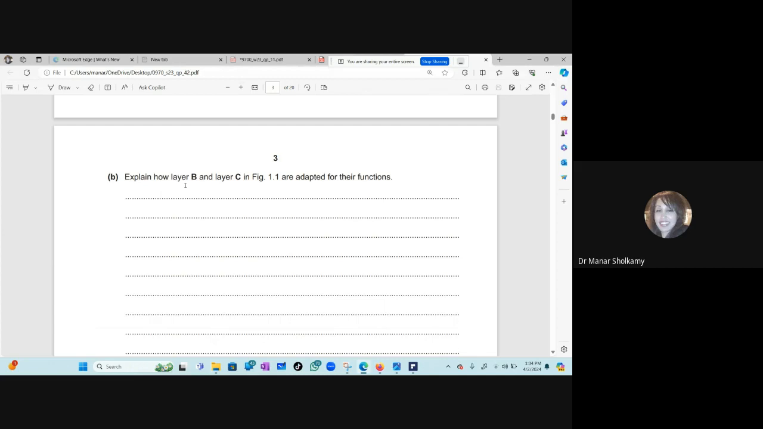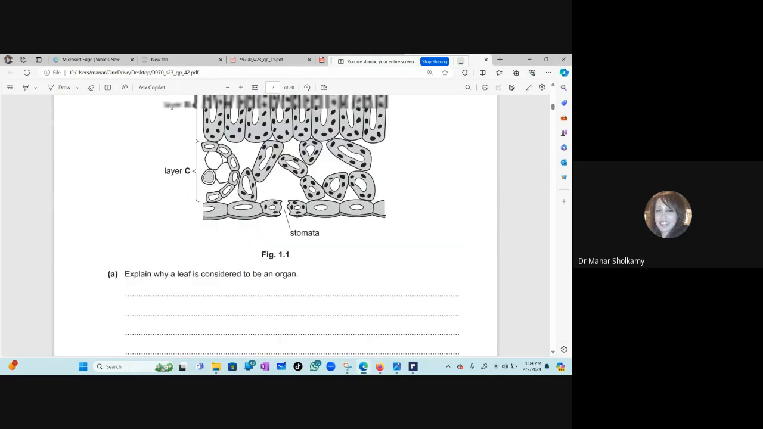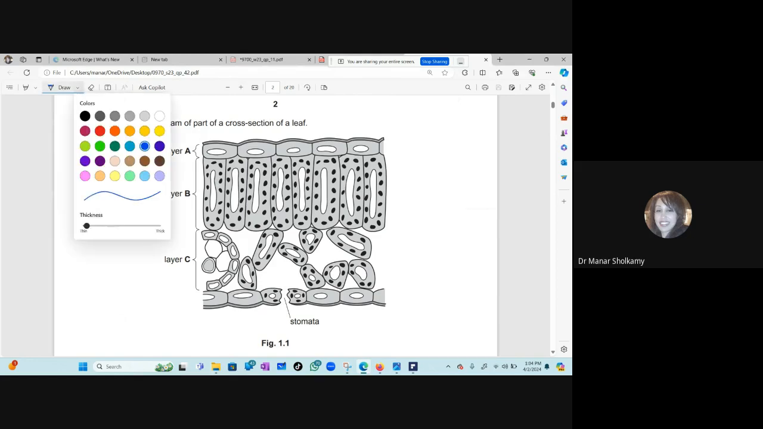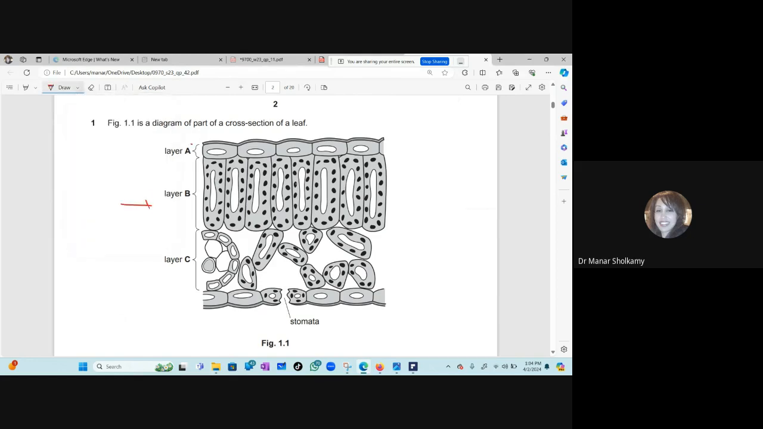Explain how layer B and layer C in figure 1.1 are adapted for their functions. Now let's go to layer B and layer C. We will talk about the palisade mesophyll and how it is adapted and the spongy mesophyll and how it is adapted. We have a lot of things to say. This question is out of 6 marks. What will you say about the palisade mesophyll? Many chloroplasts. Yes. Now this is a core question, a core question that is out of 6 marks. So this tells you not to ignore the core material.